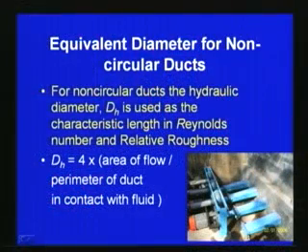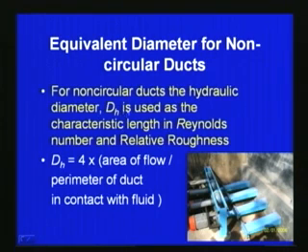Say for example, this is one of the modeling works which we did recently. From the surge pool here, the flow should come through a duct like this, a tapering duct. So you can see that in this kind of problem we have to find out the equivalent diameter for non-circular ducts. For non-circular ducts, the hydraulic diameter DH is used as the characteristic length for the calculation of Reynolds number and relative roughness.